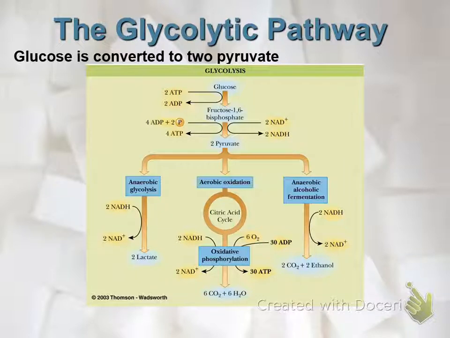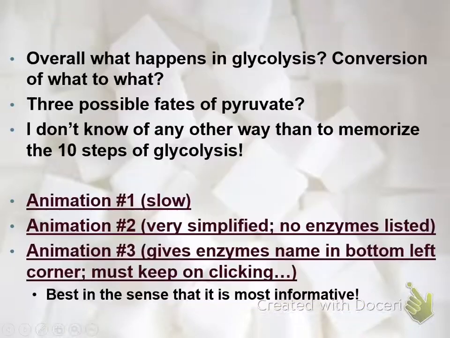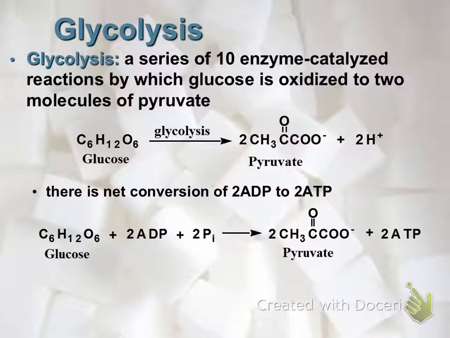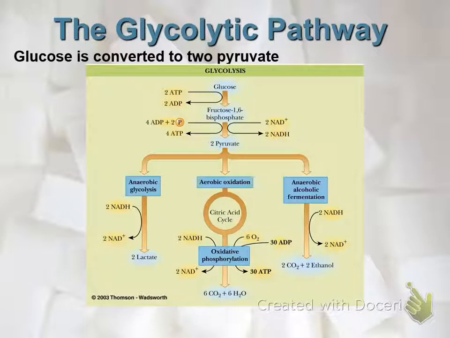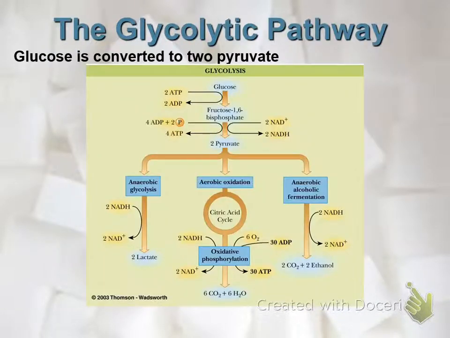And then certain organisms, usually not humans, can undergo, whoops, hit the wrong one again. That's going to get really annoying. You can undergo, or not you, but yeast, for example, can undergo anaerobic alcoholic fermentation, which is where they regenerate the NAD plus and they go to carbon dioxide and ethanol.